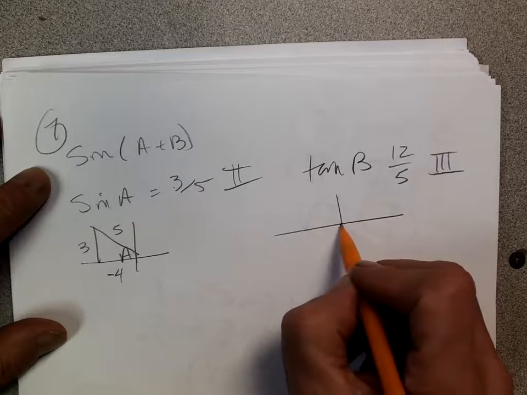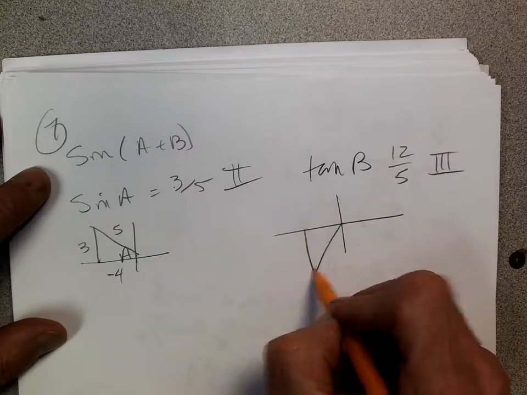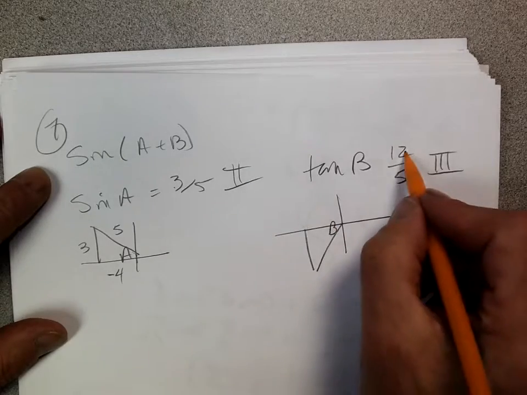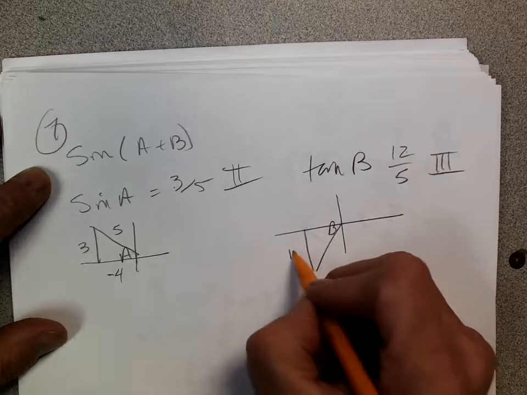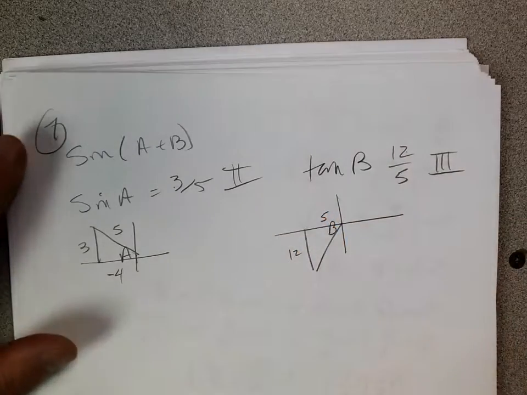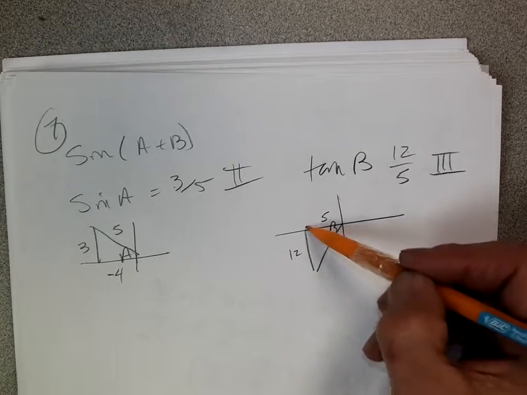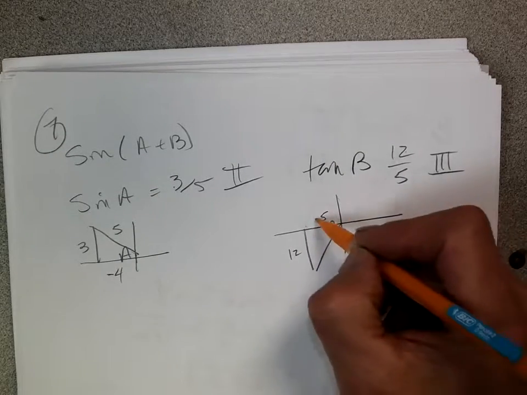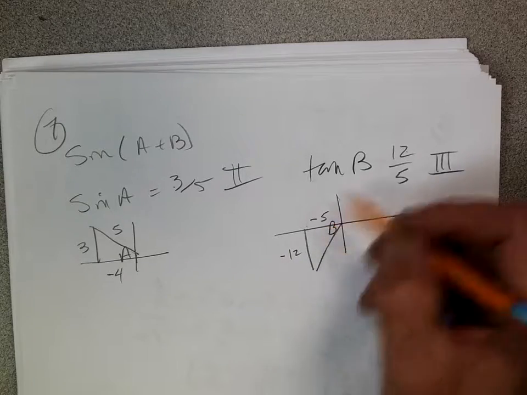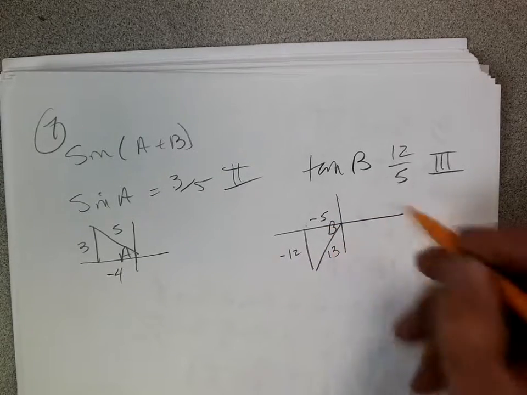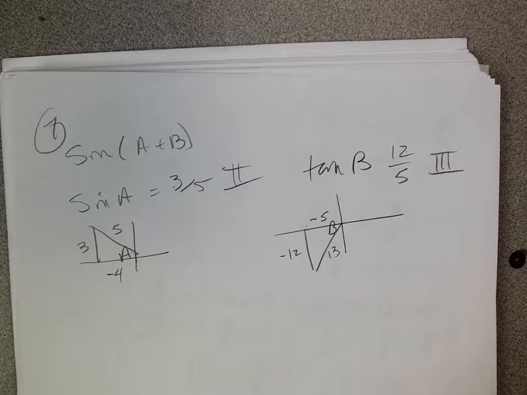Put a triangle in quadrant 3. Call that B. Tangent is opposite over adjacent, 12 over 5. But really, they're both negative because if I graph it, I have to go back 5, down 12. So it's negative. And if you do the Pythagorean Theorem, this turns out to be 13. Try it: 5 squared plus 12 squared does equal 13 squared. So that's 13.